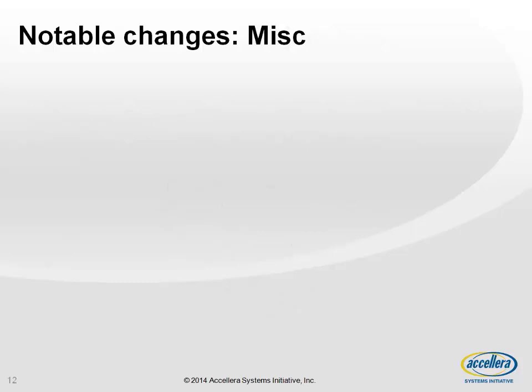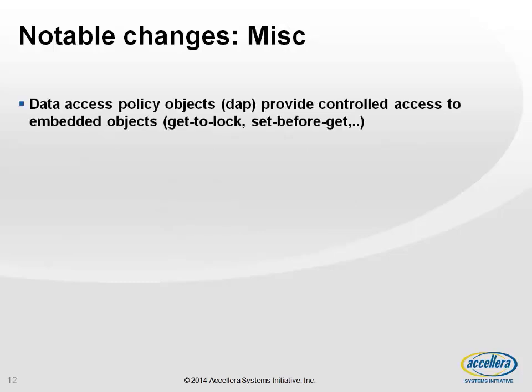Okay, some miscellaneous stuff. We added data access policy objects called DAP, which give you basically controlled access to objects. They are object wrappers. You can do things like get to log, set before get, and so on. They are general purpose access mechanisms. You can use them as a general pattern we provide.